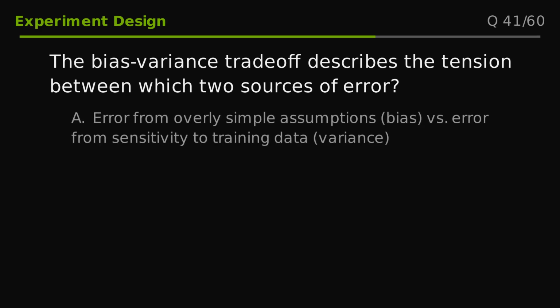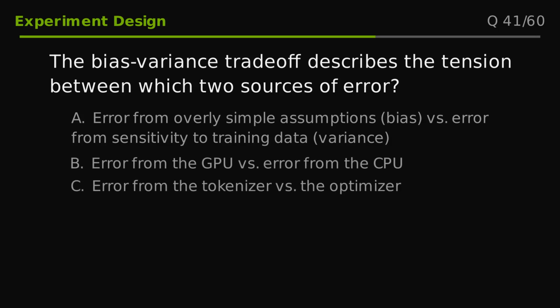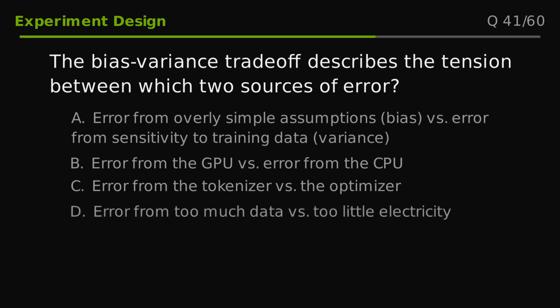Question 41. The bias variance trade-off describes the tension between which two sources of error? Option A. Error from overly simple assumptions, bias, versus error from sensitivity to training data, variance. Option B. Error from the human versus error from the human. Option C. Error from the tokenizer versus the optimizer. Option D. Error from too much data versus too little electricity.